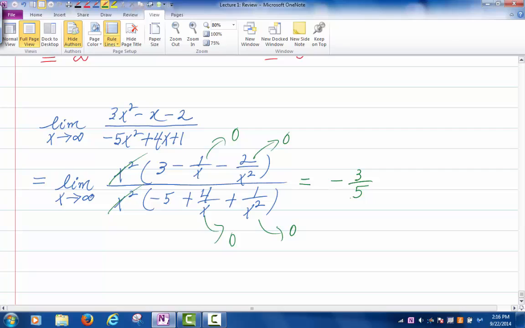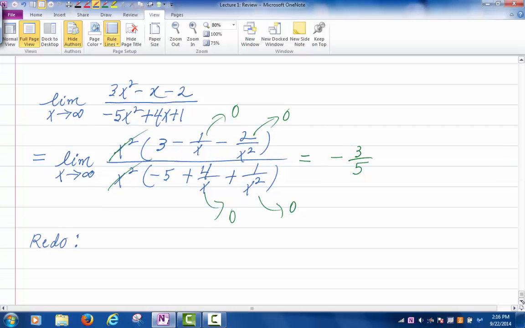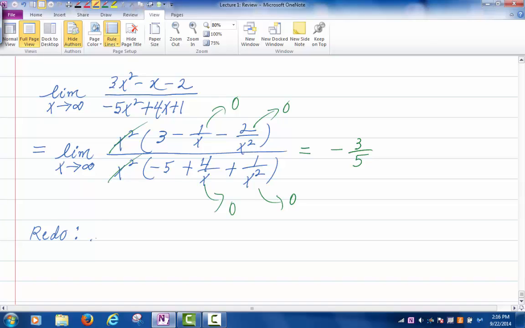Now that you know how this is done, let's look at the quicker way of doing it. The quicker way is the following. So this is a redo. How are we going to redo this? Well, this limit that I have, does anyone know what I am going to do right now?